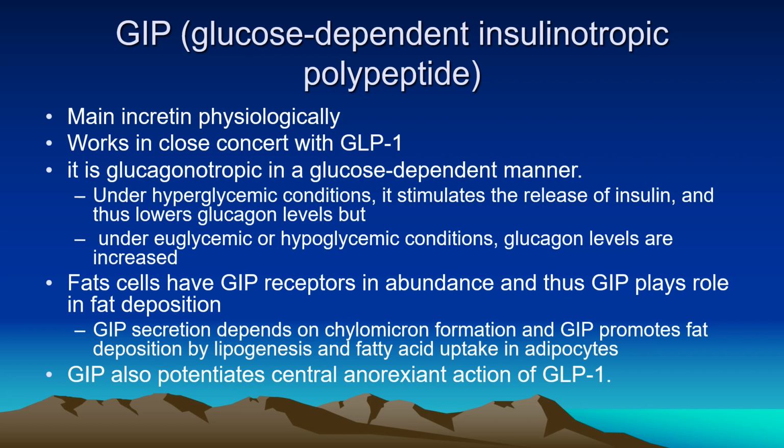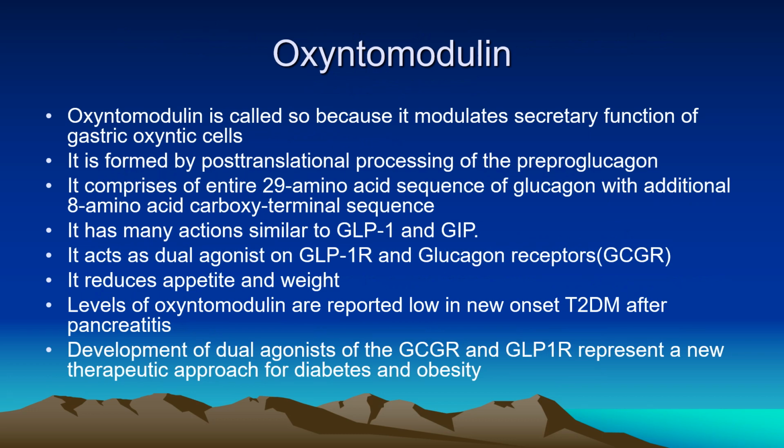Now, fat cells have GIP receptors in abundance, and thus GIP plays a role in fat deposition. GIP secretion is dependent on formation of chylomicrons, and GIP promotes fat deposition by lipogenesis and fatty acid uptake in fat cells. GIP also potentiates the central appetite suppressant effect of GLP-1. We will study this later.